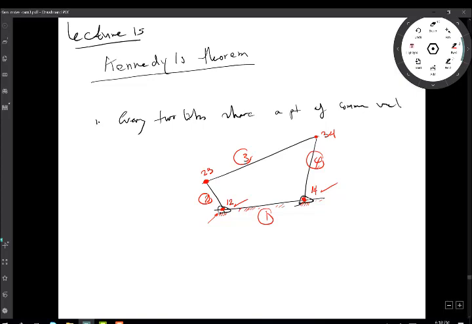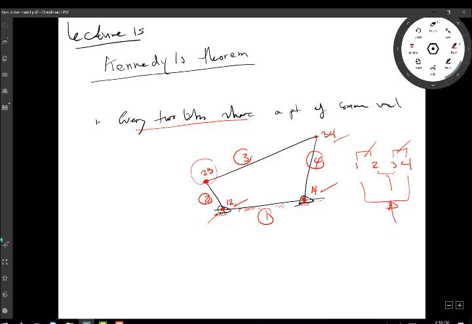In this linkage, I have 1, 2, 3, 4. The theorem says every two links share a point of common velocity. So I found 1, 2, which was good. I found 3, 4, which was easy. I found 3, 2, which was this point here, that's simple. I found 1, 4. Some of them are still not easy to find.